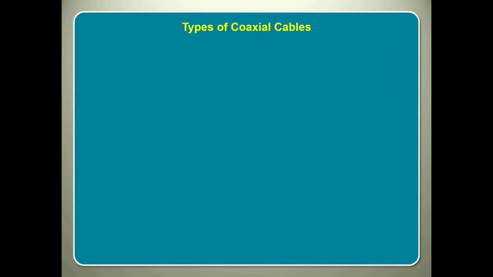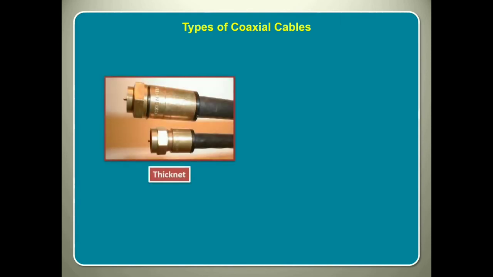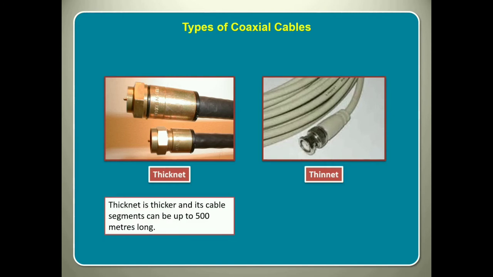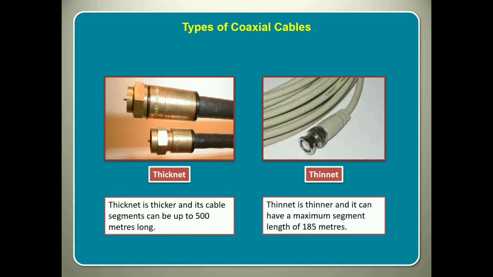There are two types of coaxial cables, namely thicknet and thinnet. The only difference between these two is that thicknet is thicker and its cable segments can be up to 500 meters long, whereas the thinnet is thinner and it can have a maximum segment length of 185 meters.